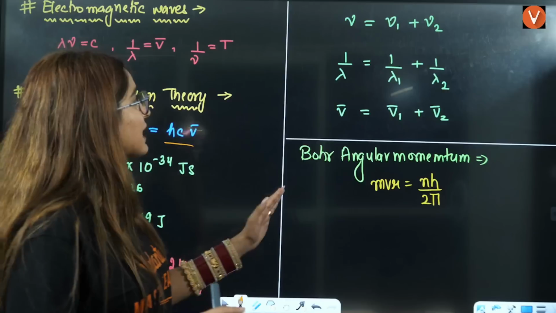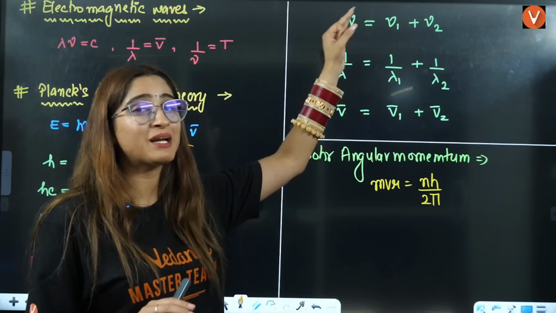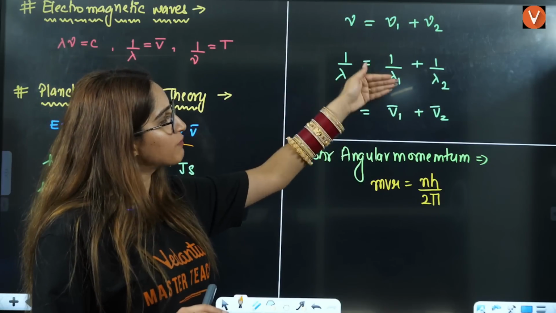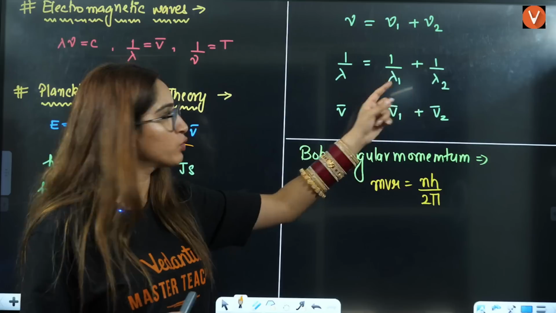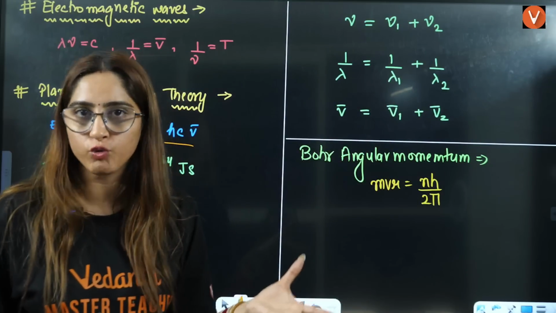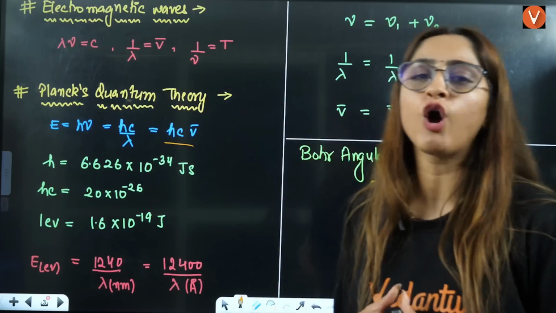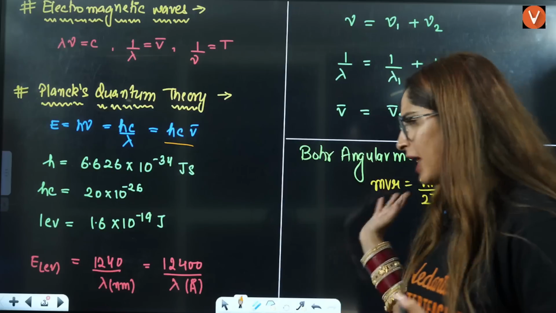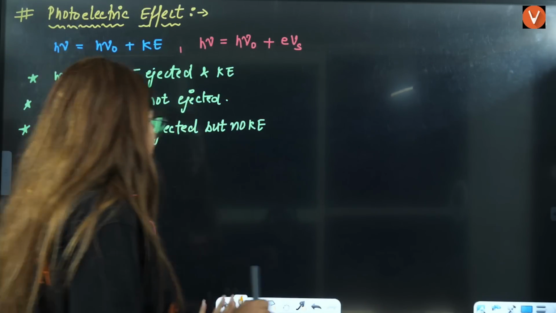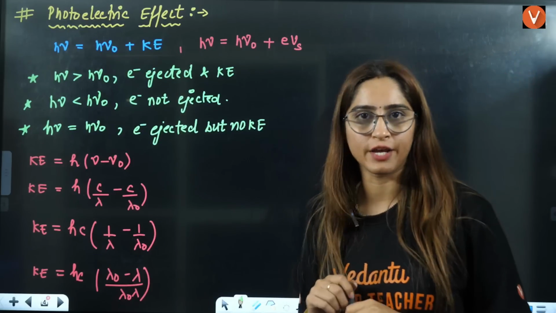Now we know that frequency nu is additive in nature, but lambda is not additive. So that will be 1 by lambda is equal to 1 by lambda 1 plus 1 by lambda 2. That is wave number is equal to wave number of 1 plus wave number of 2. Right? Next is Bohr angular momentum. So if you talk about the Bohr model here, I'll come to the Bohr model, then I'll talk about the Bohr angular momentum. Before that, let us talk about the photoelectric effect. Right?